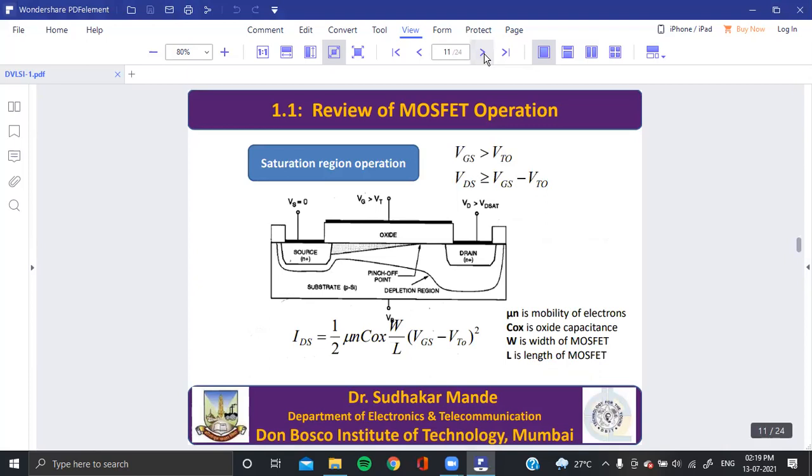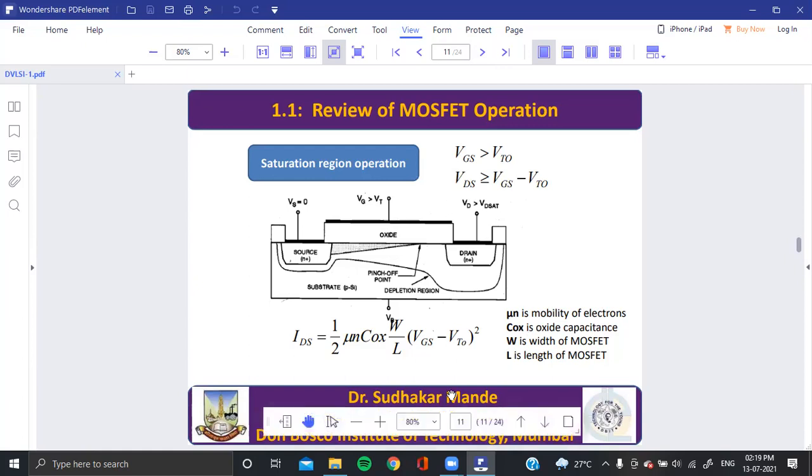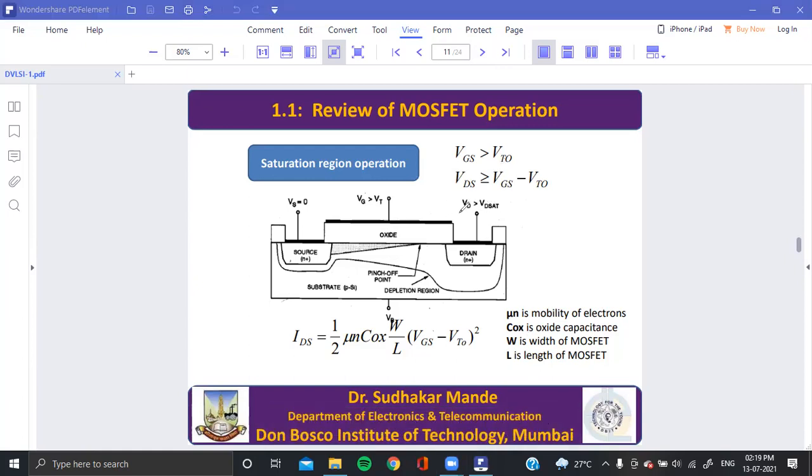Okay, now you can see here. When I increase the drain to source voltage, the gate voltage is not sufficient to create inversion of electrons here. Therefore, this depletion region, this point called the pinch off point, moves towards the source region. Now in saturation region, what happens?